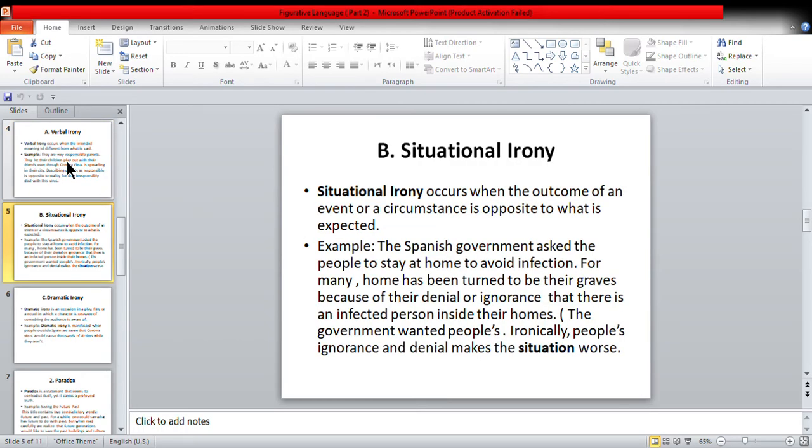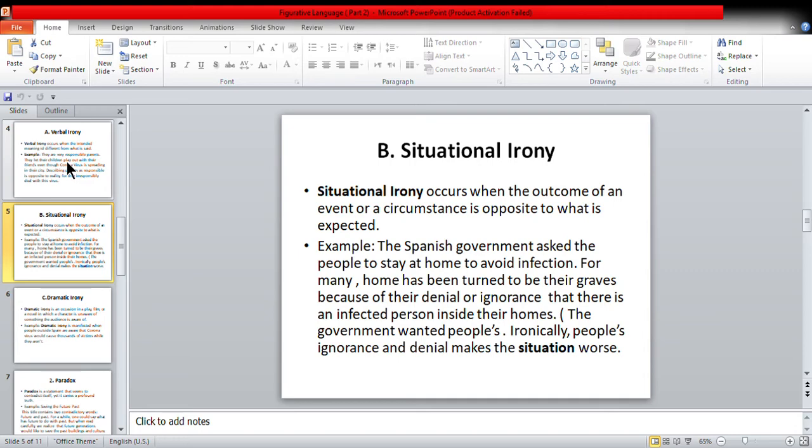The second type of irony is situational irony. Situational irony occurs when the outcome of an event or a circumstance is opposite to what is expected. Example: the Spanish government asked the people to stay at home to avoid infection.